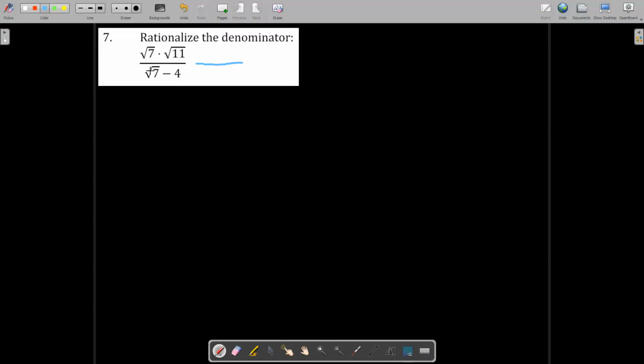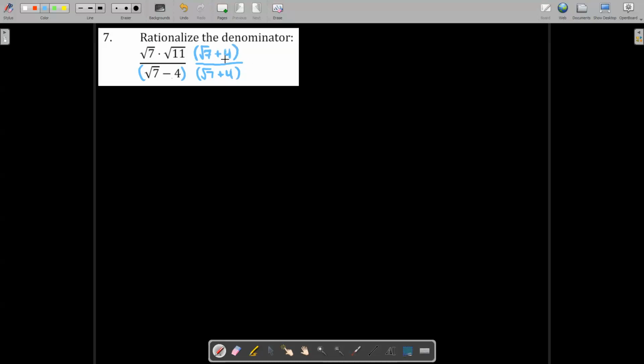We cannot just multiply by the square root of 7. That wouldn't get rid of the radical. It would just move it over to the 4. In order to rationalize this denominator, we have to multiply it by the conjugate. So if this is the square root of 7 minus 4, we're going to multiply by the square root of 7 plus 4. And we have to do that on the top and on the bottom.